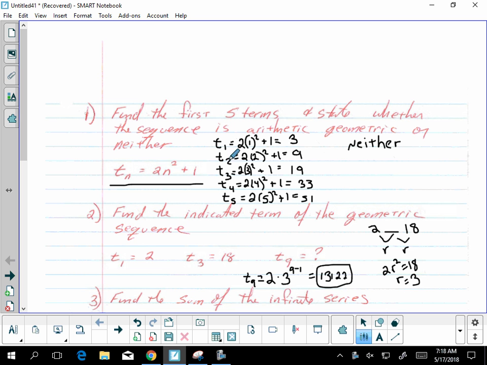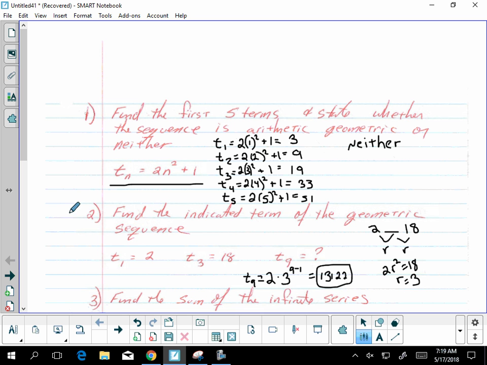Remember, those sub 1, sub 2, sub 3, sub 4 just means the order in which the terms are. So if I wanted to find the 50th term, you'd plug in 50 for n. You get 3, 9, 19, 33, 51. That would be a neither. For it to be arithmetic, it needs to be added the same amount each time. Geometric, you're multiplying the same amount each time.